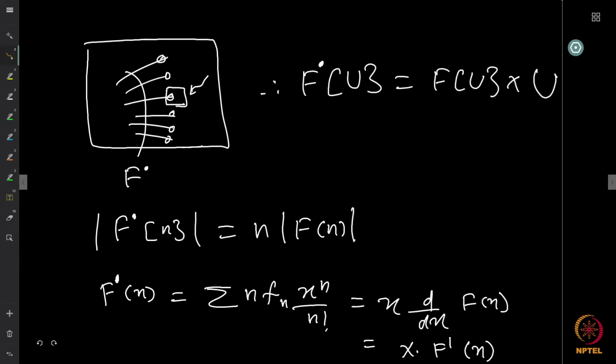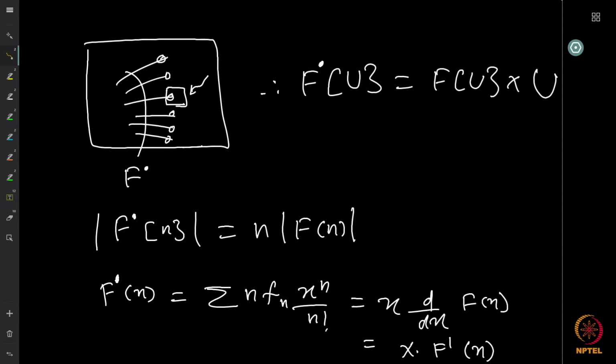The Cartesian product. And from this, it is immediately clear that the cardinality of F dot on an n element set, F dot of n, is actually n times F of n. Because whenever you have a structure, you have n possible ways to point it; any of the n elements of U can be marked as special. And if this is true, F dot of x must have the form summation n times F n, x raised to n by n factorial.